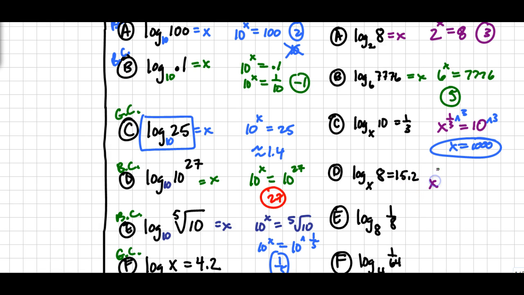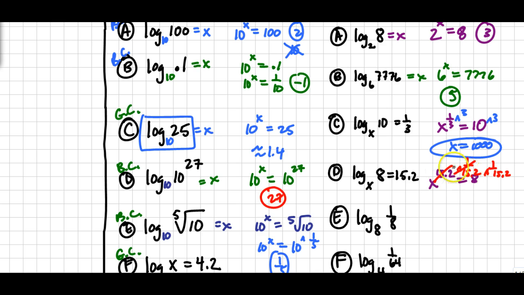the base is unknown, the 15.2 is the power, and I'm trying to get to 8. To try to get the x isolated, I have to raise it to something. But normally fractions and decimals don't go together, they don't like each other, but we don't have a choice here. We need the root of 15.2, so we're going to raise to the 1 over 15.2 power.